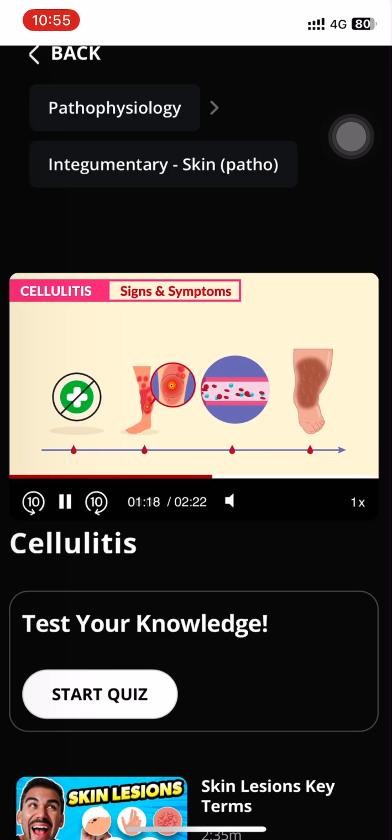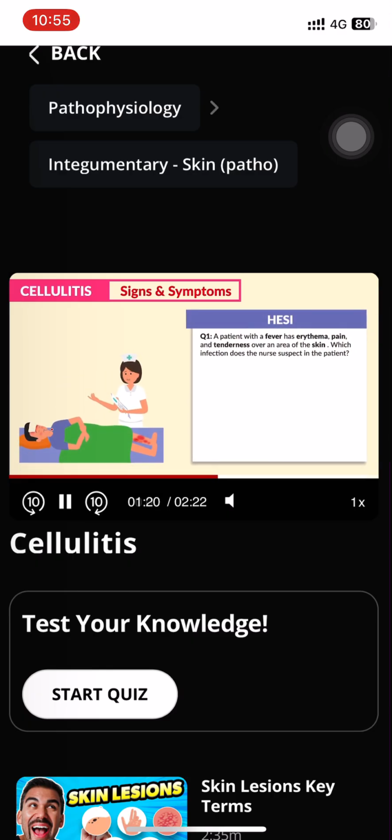chronic edema. So HESI mentions, a patient with a fever has erythema, pain, and tenderness over an area of skin. Which infection does the nurse suspect in the patient? So the key terms here are fever, erythema, and pain over the skin. So skin is a huge key term. So cellulitis is the answer.